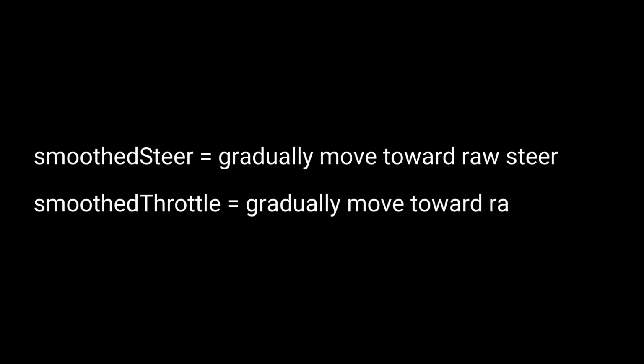Now let's talk about smoothing. Raw input tends to be abrupt, especially on keyboard where your values usually jump immediately from 0 to 1. It's either pressed or it's not pressed. So instead of using the raw input directly, we're going to smooth it over time. The pseudocode should look like this. We'll have something called smoothedSteer, which is going to equal gradually move toward whatever the raw steer is. We're going to have smoothedThrottle, same principle, gradually move towards whatever our raw throttle is.